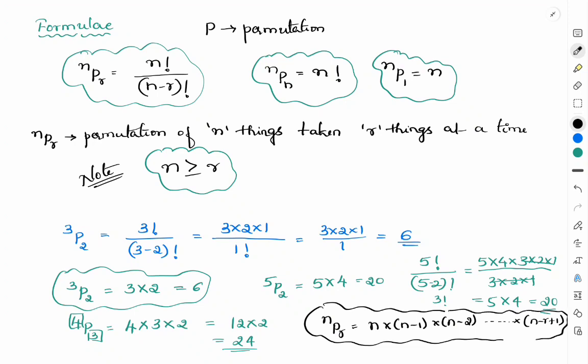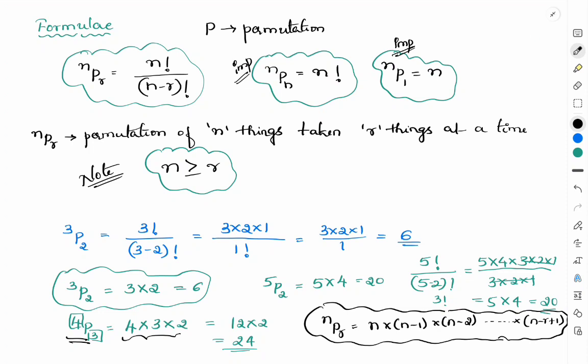So if you have r as 2, you have to just write two numbers. If it is given 4p3, you will write three numbers including 4 and two numbers less than that: 4 into 3 into 2. So this is an easy way where you can find a permutation without applying the formula. And these two formulas, npn is equal to n factorial and np1 is equal to n, help us in easy simplification.